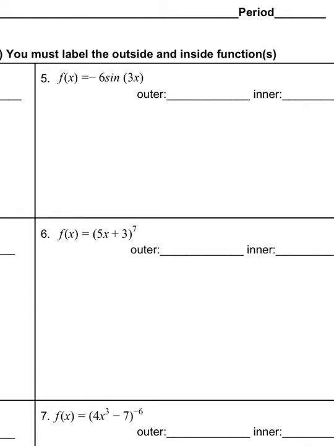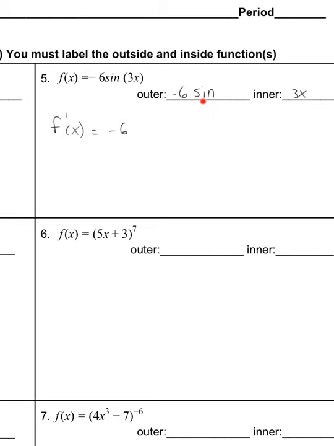Number 5, we have negative 6 times the sine of 3x. We're taking the sine of 3x. So that negative 6 comes along for the ride. I always make it part of the outer function so we don't forget about it. But the outer function is sine and the inner function is 3x. So the negative 6 comes along for the ride.